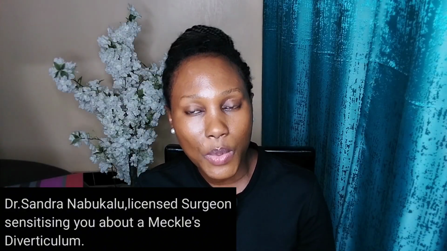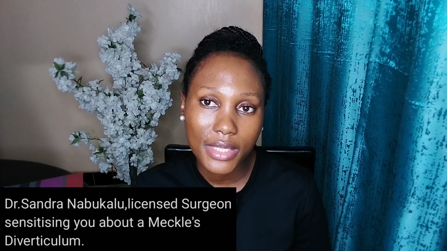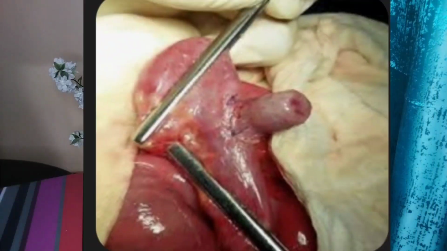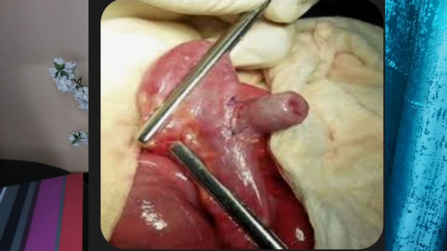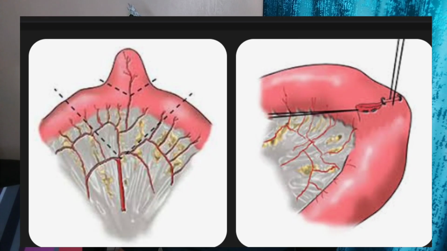Resection simply means that we cut away the portion of the small intestine that has the Meckel's diverticulum, and then we can do anastomosis. Anastomosis means that we suture the two segments of the small intestines that were left behind, such that the gap that was left as a result of cutting away the portion with the Meckel's diverticulum is bridged.